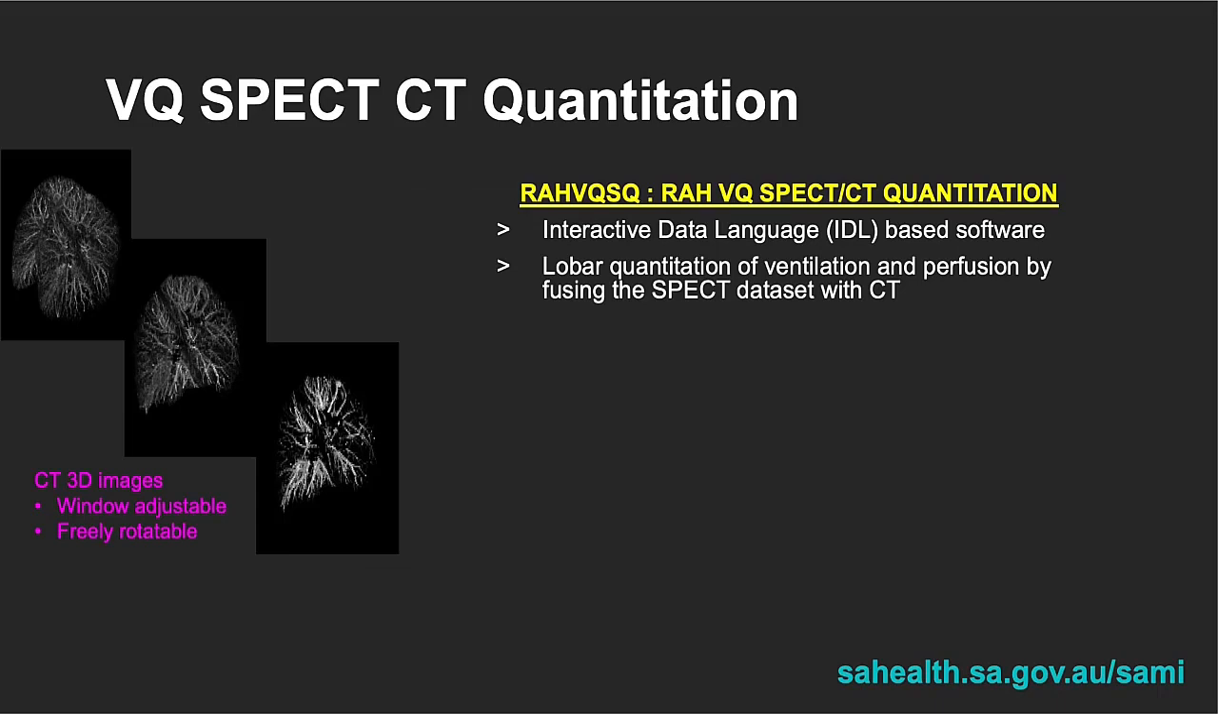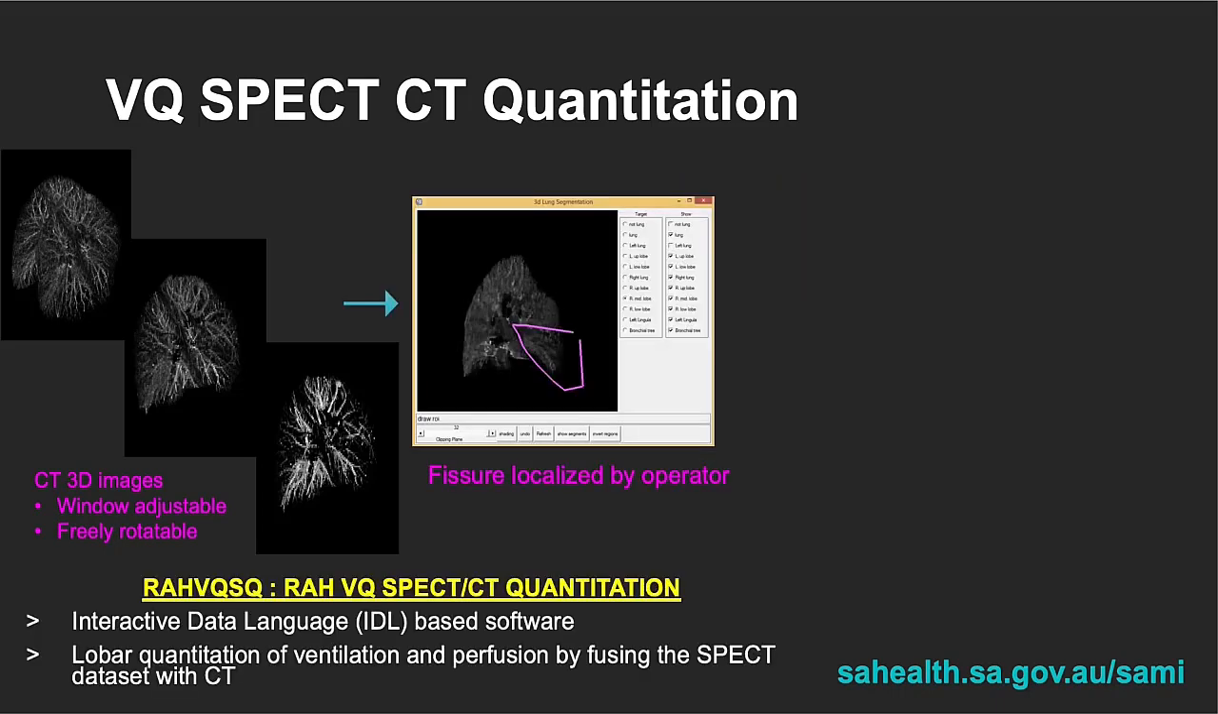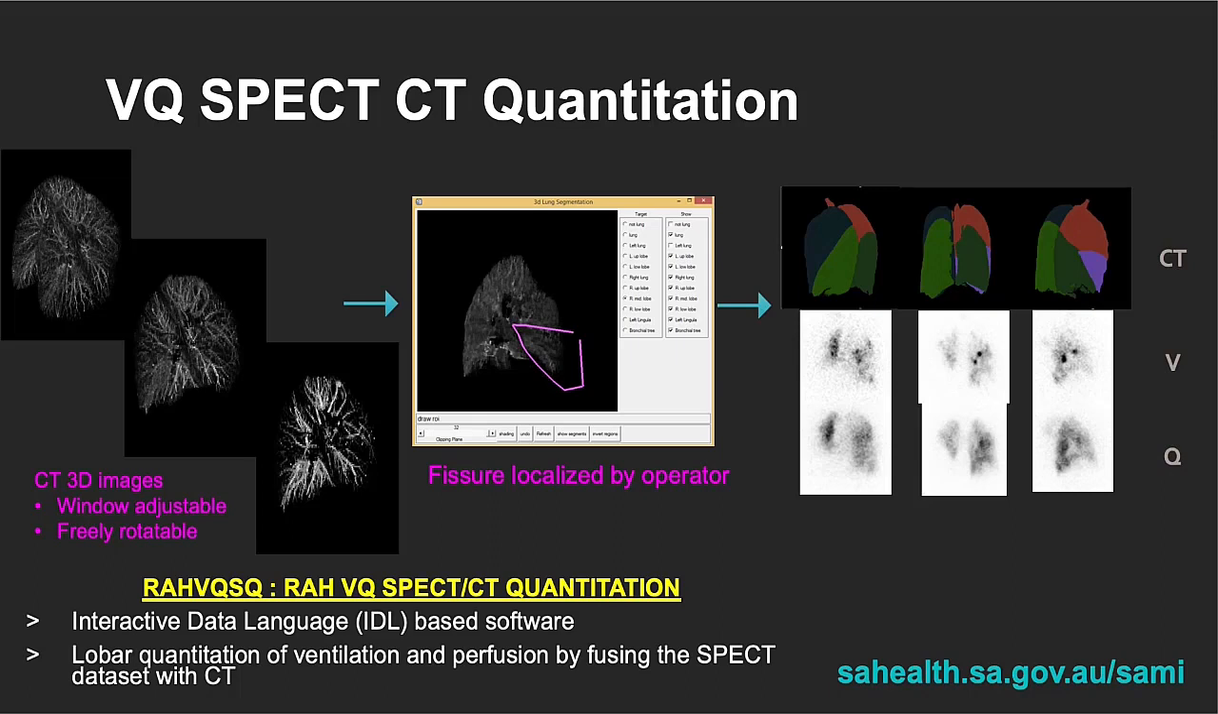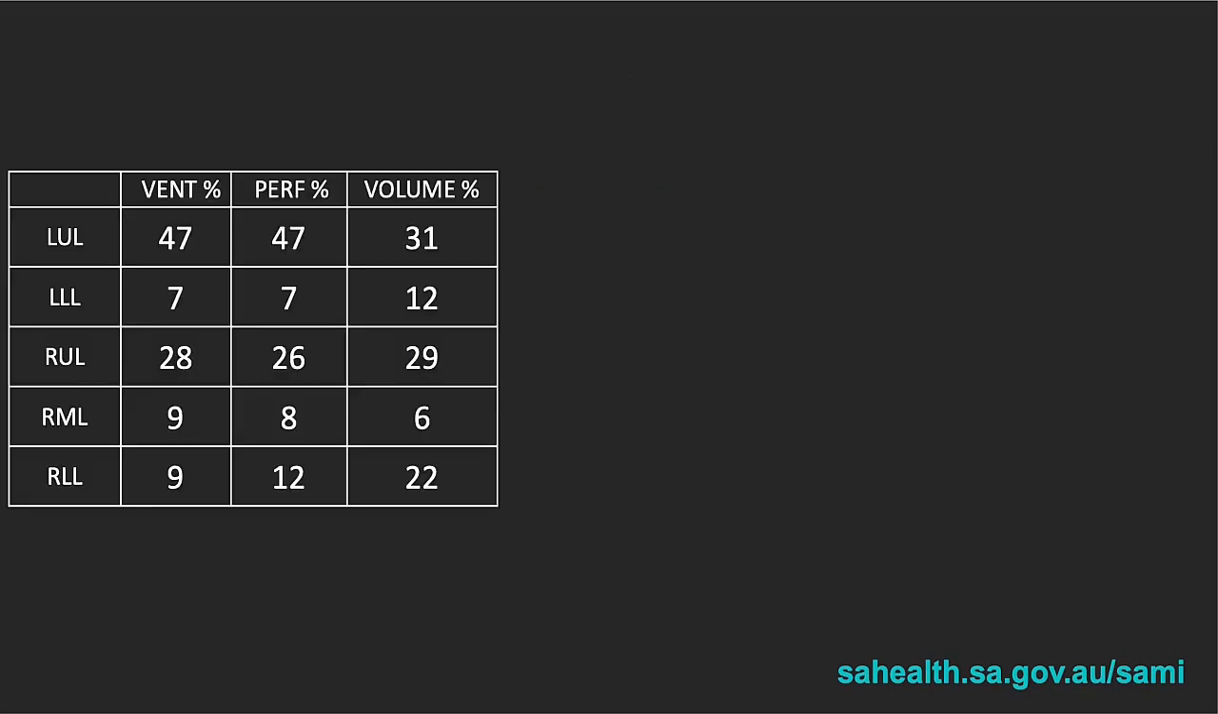My collaborator Ben Crouch has designed an IDL-based software to perform 3-dimensional lobar quantitation. This program fuses lung CT with VQ SPECT. The CT is displayed as a 3-dimensional map for the operator to annotate the positions of the fissures. The program then fuses the segmental CT map to the V and Q SPECT datasets, thus allowing lobar quantitation of ventilation, perfusion, and volume. For this presentation, I will call our program RAH VQ-SQ. The result is a spreadsheet like this, depicting the percentage volume, ventilation, and perfusion in each lobe.